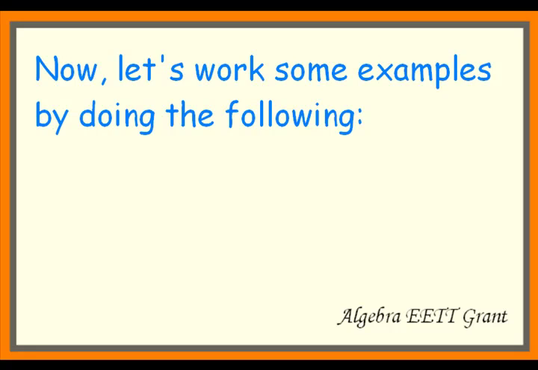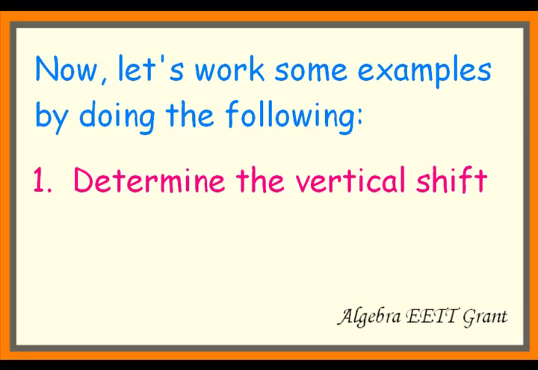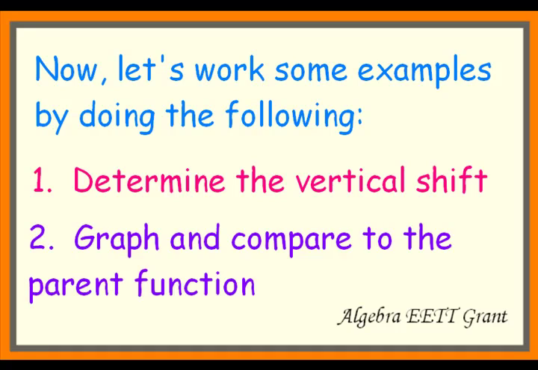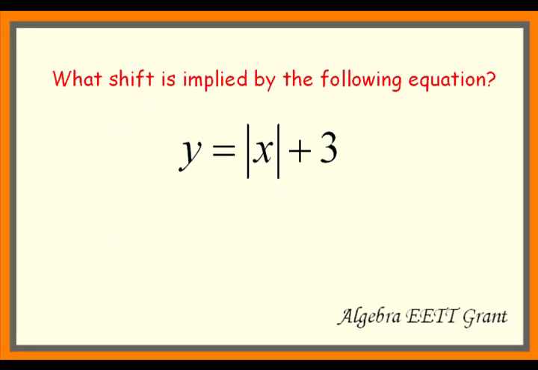So here's what we want to do. Let's work some examples and let's do two things. I want to determine the vertical shift, and then I'm going to graph and compare the parent function with our equation. So let's look at example 1. What shift is implied by the following equation? y equals absolute value of x plus 3. What have we done to that parent graph? Well, the plus 3 means that we have taken that parent graph and moved it up 3 units.